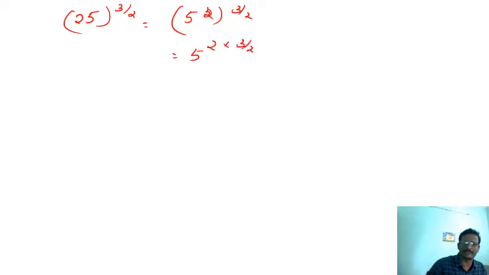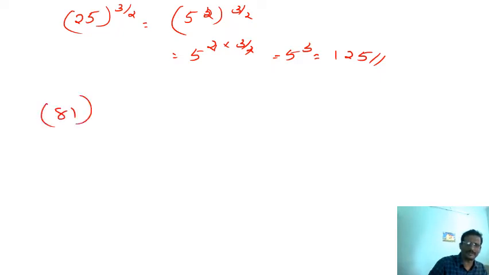And there are some problems. 25 raised to 3 by 2. How to simplify it? 25 is actually 5 squared, raised to 3 by 2. So we can write it as 5 raised to 2 into 3 by 2. 2 cancel. So what is the answer? 5 cube. 5 cube is what? 125.